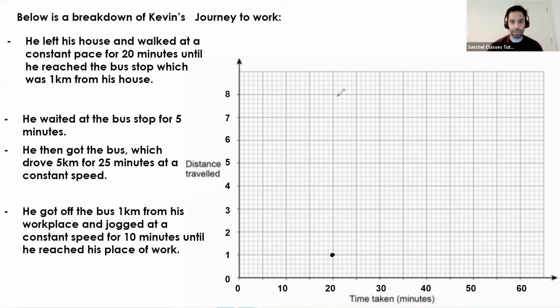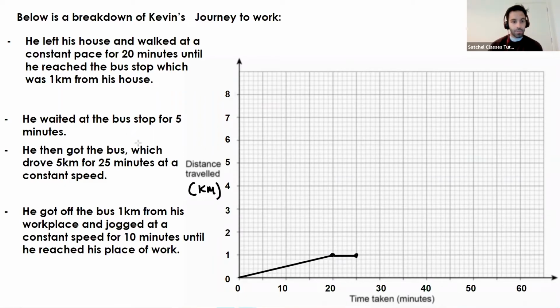So if I just draw my line here, and maybe I can do that again, starting at 0. Here we are. So he walked at a steady speed for 20 minutes and he covered 1 kilometer. So distance traveled, and I can write in kilometers. And then it says he waited at the bus stop for 5 minutes. So for 5 minutes, he was stationary because he wasn't moving, he wasn't covering any distance. He was stationary for 5 minutes. So from 20 to 25, we just need to draw a straight line here.